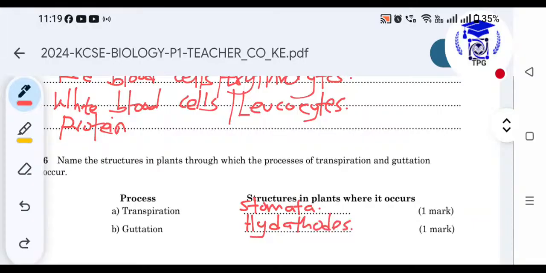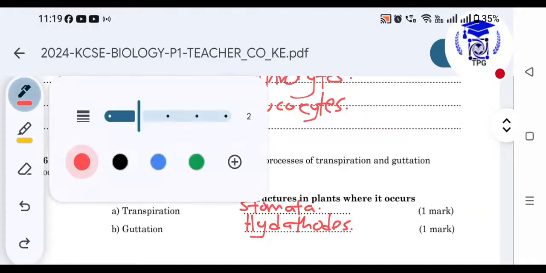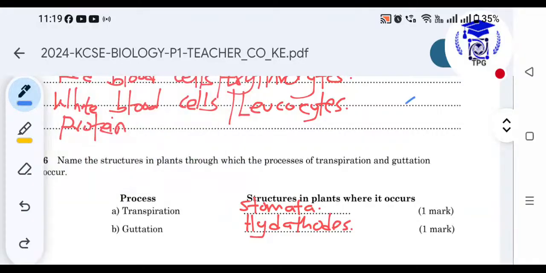You may be asking yourself, what are hydathodes? Hydathodes are structures found in the leaves of temperate plants. Temperate plants are those plants that grow in extremely cold and permanently frozen places like Norway. Their leaves have openings at the margin, and these openings lose water in the form of water droplets. These openings are what we call hydathodes.